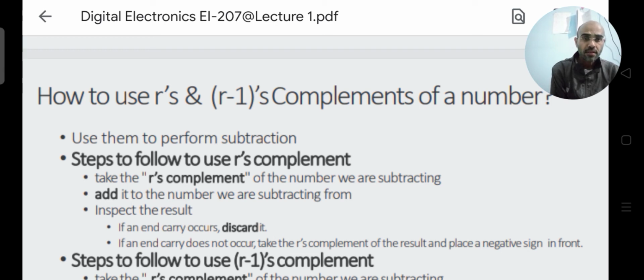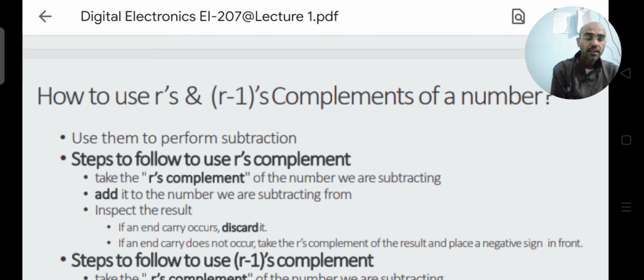In computers, the r's and r minus 1's complement are used to perform the subtraction of the given numbers without using a subtractor as hardware. We have to use an adder as hardware, and the adder itself can do the operation of subtraction. To do this, we have to take the r's complement of the number which we want to subtract. Then we take the r's complement of the number which needs to be subtracted.